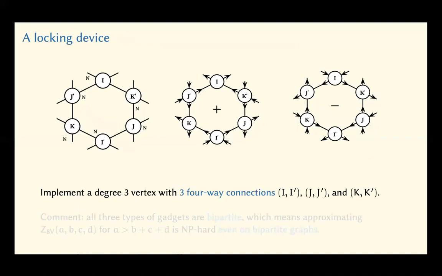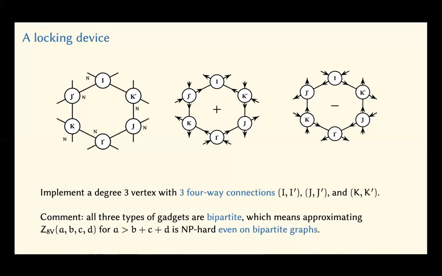We need to implement a degree 3 vertex with three four-way connections. We use the following gadgets, and the three four-way connections are I I prime, J J prime, and K K prime. We want to make sure that as a whole, to represent a degree 3 vertex, this gadget is always in one of the two possible states. So we can use it to represent a plus state and a minus state in the max cut problem.